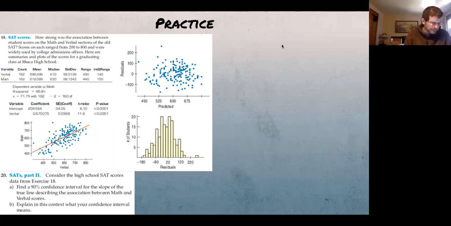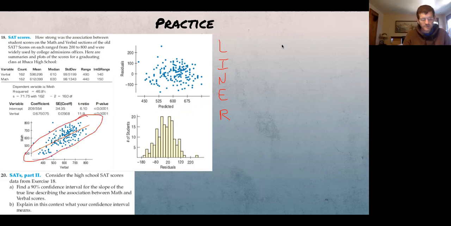The first thing we can do is check the conditions for inference. This is not a bad one to do because it gives us a bunch of displays. Is it linear? I'd say it's not non-linear, so sure, it meets that. Independent and random, I will assume those are the case. The 10% rule has been met. Random, I'm going to assume it has been. I don't see the word random, but I'm sure it's random.